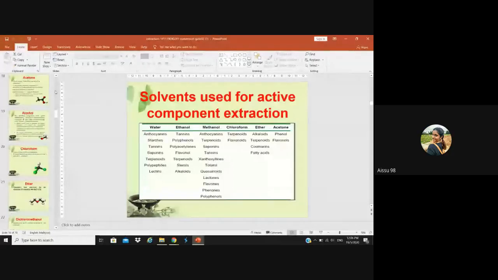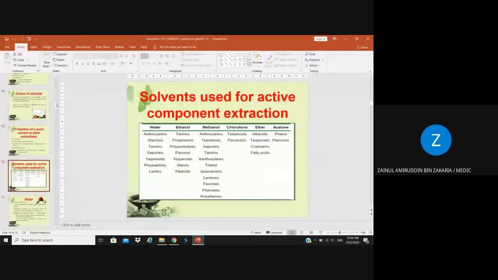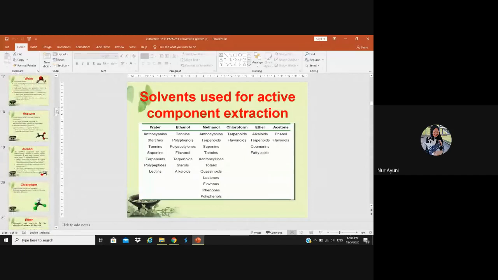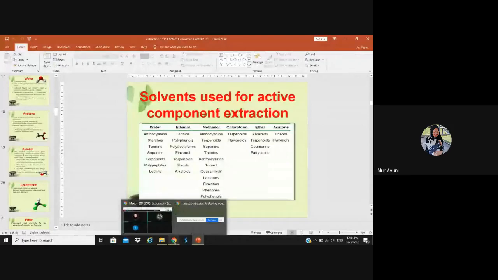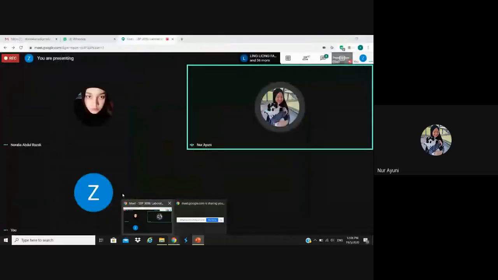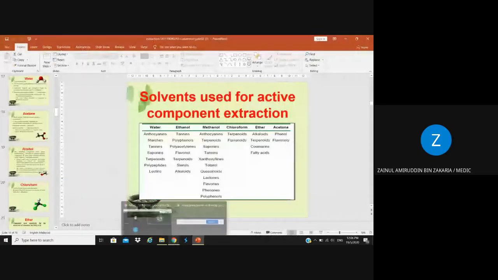Can, Doctor. Can I? So Doctor, the slide, Doctor, yes. Can you repeat what is used in the partitioning? The solvent with lower polarity? Which one? The partitioning step. Okay, okay.